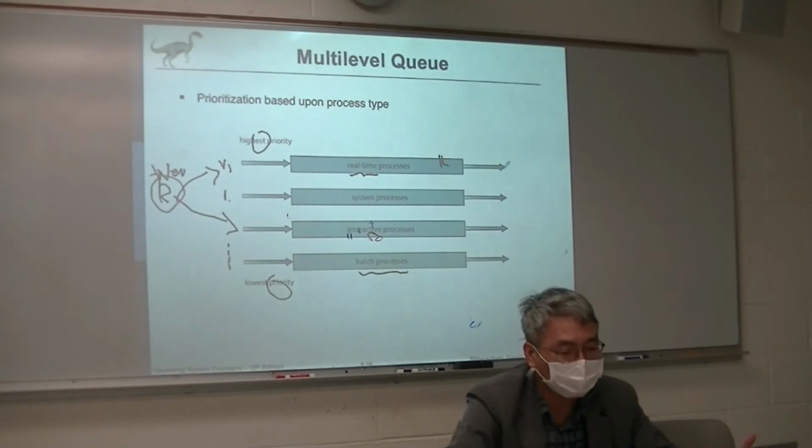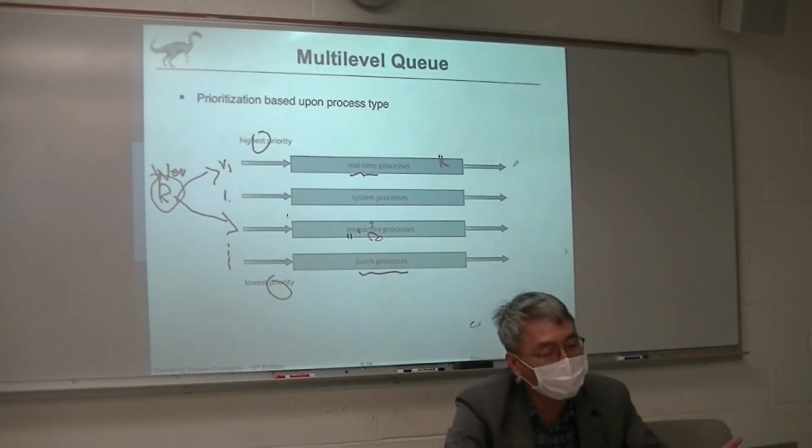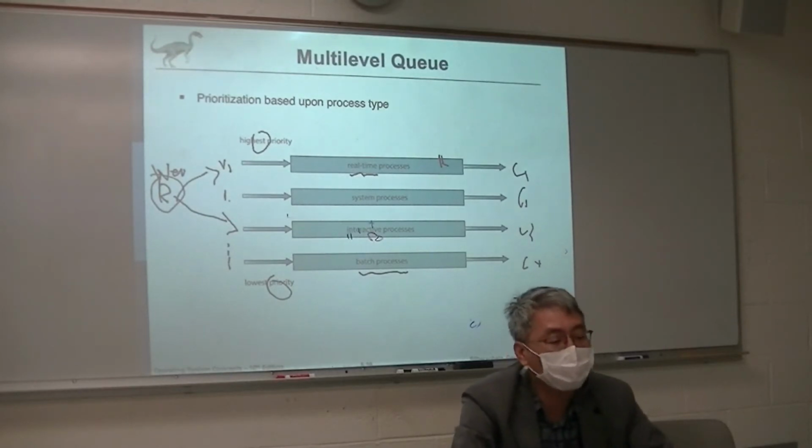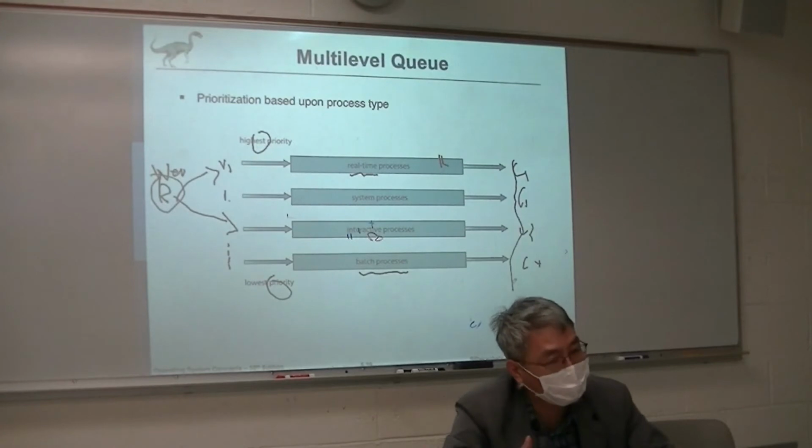At this time, if you have multiple CPUs, multi-core, each core, core 1, core 2, core 3, core 4, will work for this. If you are using SMP, symmetric multiprocessing, the operating system takes care of it, and they even consider balancing.